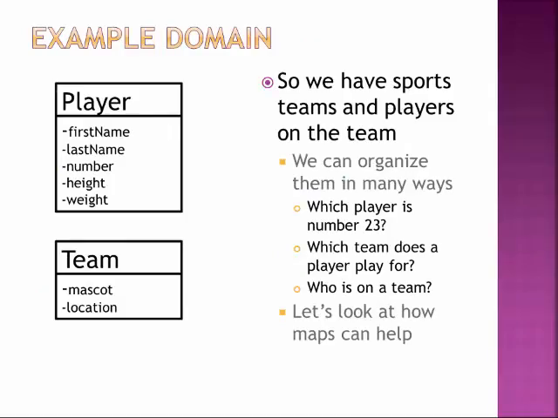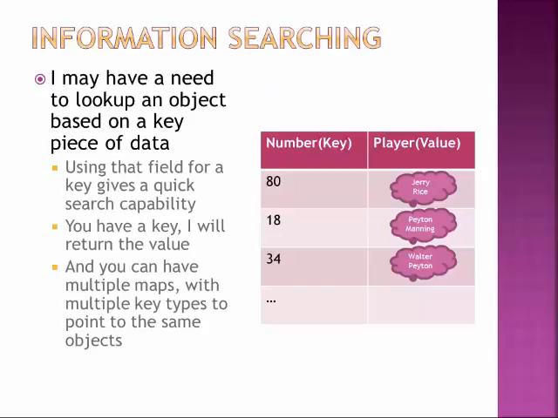So let's take an example. We have a player object and a team object. And so we're going to organize the data in many interesting ways. We want to basically keep track of the data, say, so which player is number 23? So we have all the players inside of there. I want to look them up by number because I have some requirement to look that up in my code. So I can go ask that question. Or I can ask a question like, which team does a player play for? Or which players are on a team? So we can use maps to arrange data like this in a static way inside of my Java application without having to rearrange it and search dynamically all the time.